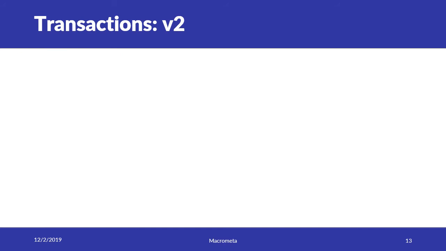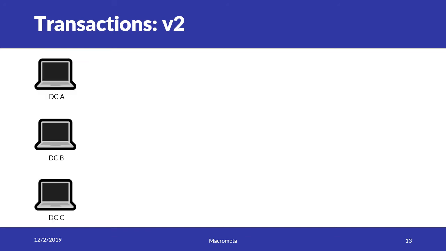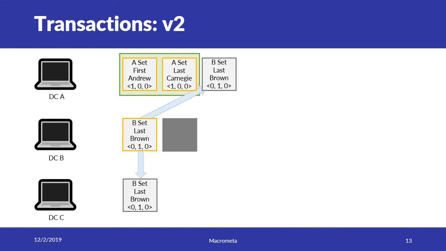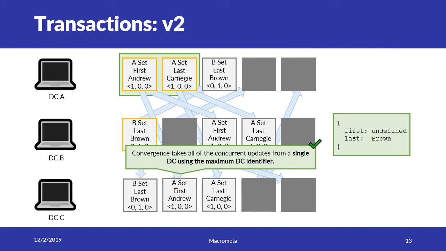So we evolved this transactional system to provide something that users would expect, something with a bit stronger guarantees. Here we have A and B, Andrew and Carnegie again, and similarly our concurrent update to Brown. We'll propagate this as normal, but when the merge happens, we'll take all of the concurrent updates from a single data center. So in this case, we'll take either Brown, or we'll take Andrew and Carnegie. It just happens to pan out whether we've chosen from data center A or data center B.